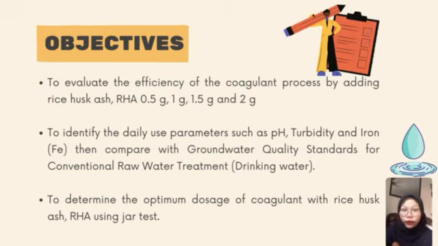For the objective, the first one is to evaluate the efficiency of the coagulant process by adding rice husk ash (RHA) 0.5 gram, 1 gram, 1.5 gram, and 2 gram. The second objective is to identify the daily use parameters such as pH, turbidity and iron (Fe), then compare with groundwater quality standard for conventional raw water treatment, drinking water. The last one is to determine the optimum dosage of coagulant with rice husk ash (RHA) using jar test.